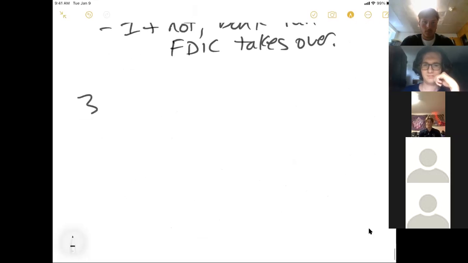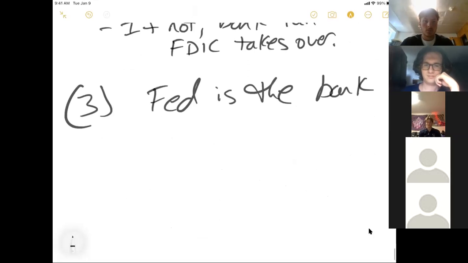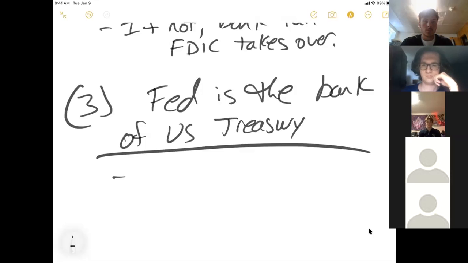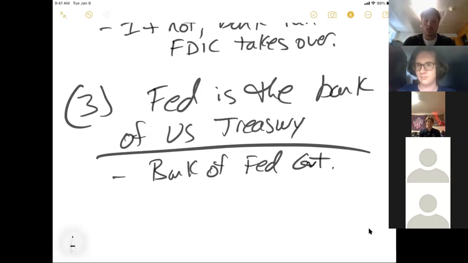The third function of the Fed is the bank of the US Treasury. It's the bank of the federal government. So who also holds deposits at the Fed? Not just banks, but the federal government does. So for those of you who got a stimulus check, or a tax refund, where did that refund come from? The Fed. The Fed actually cuts those checks. So the Fed serves as a bank of the US Treasury.